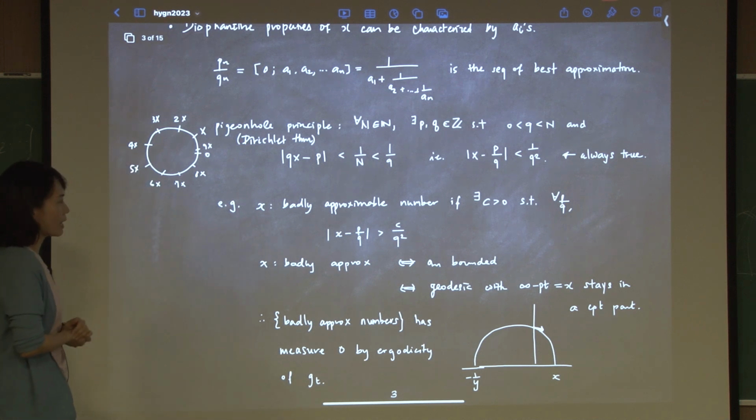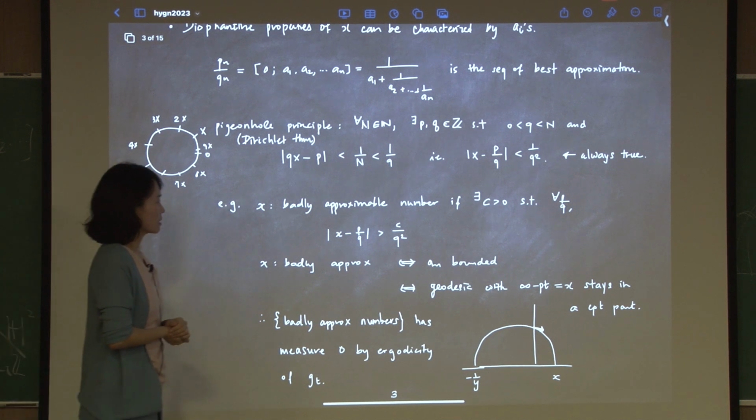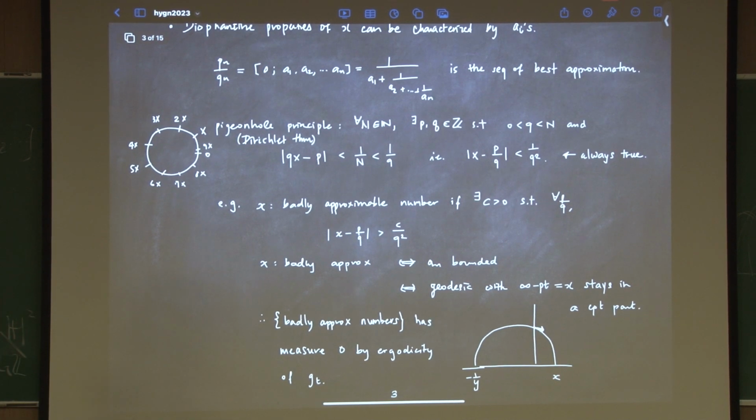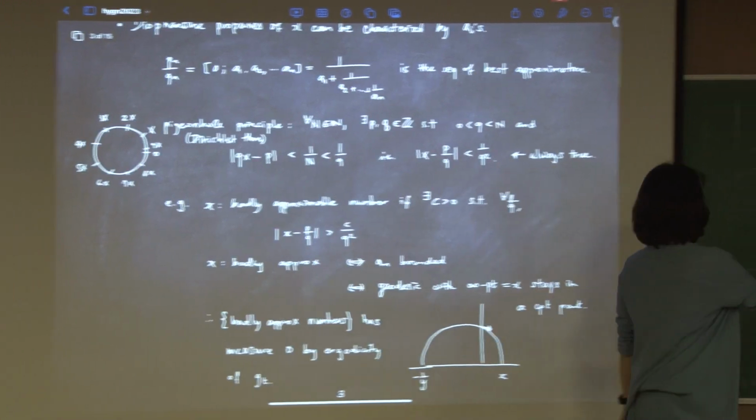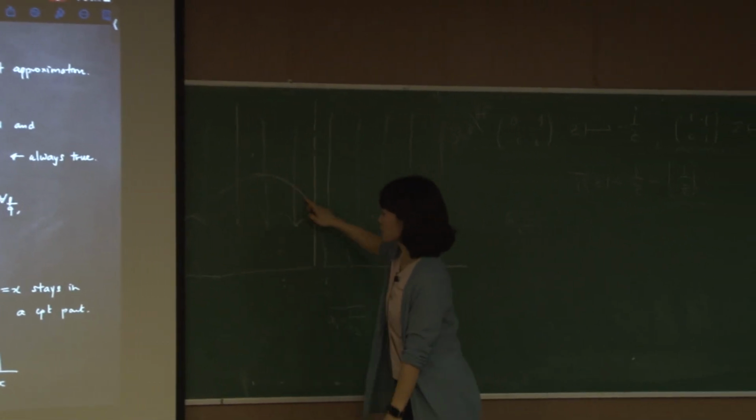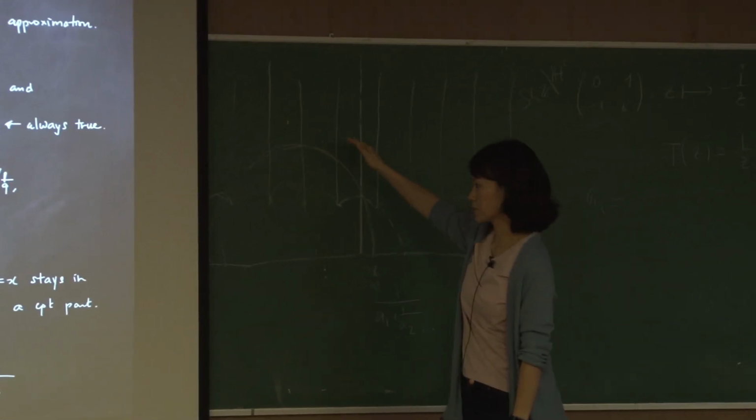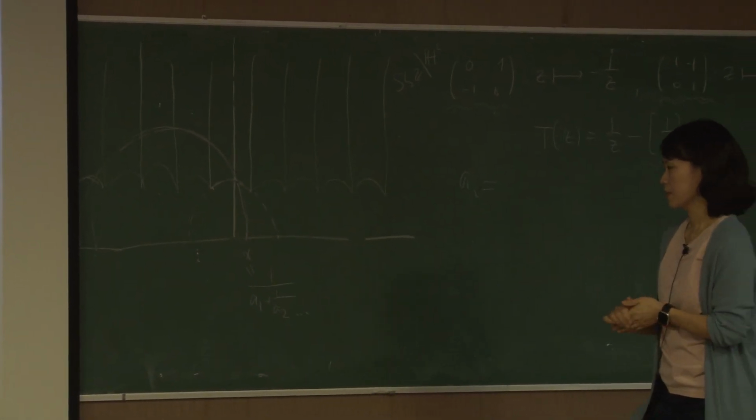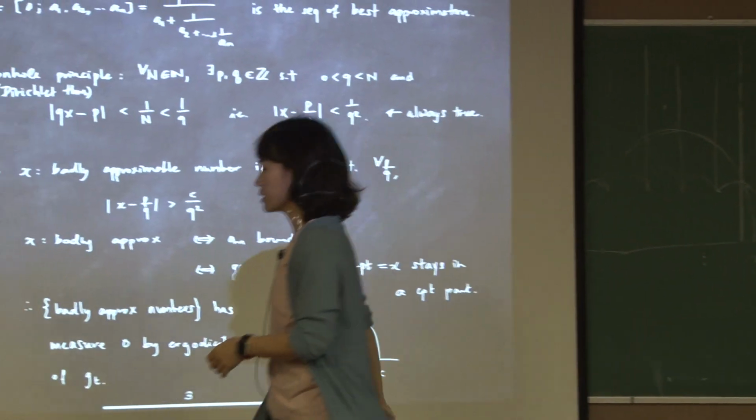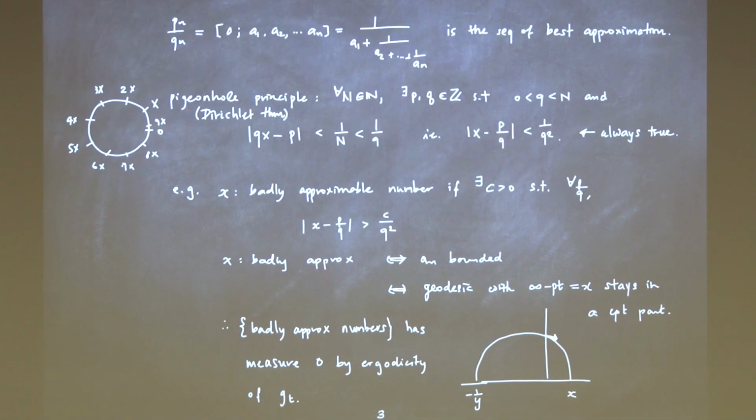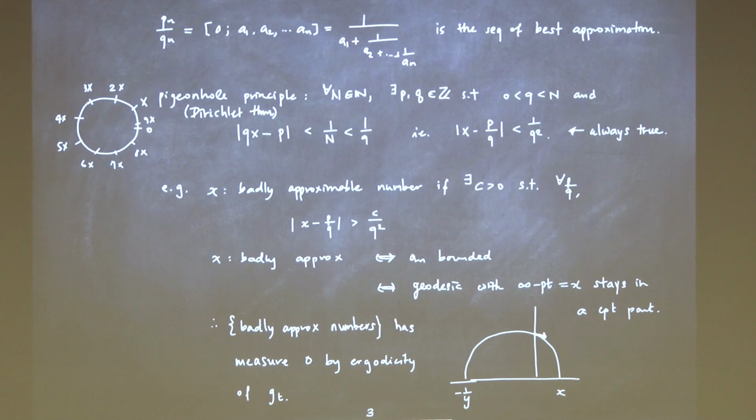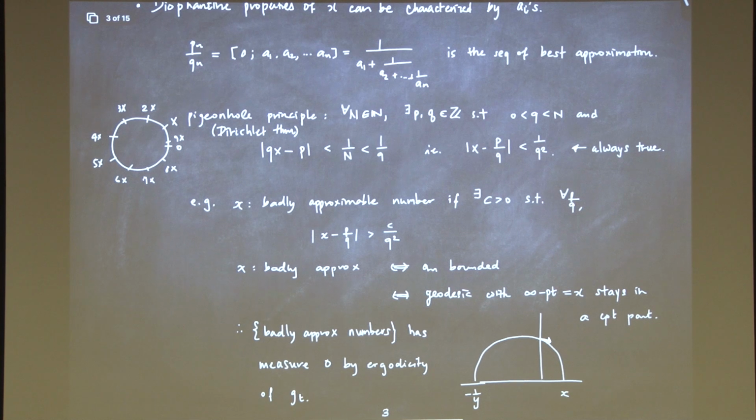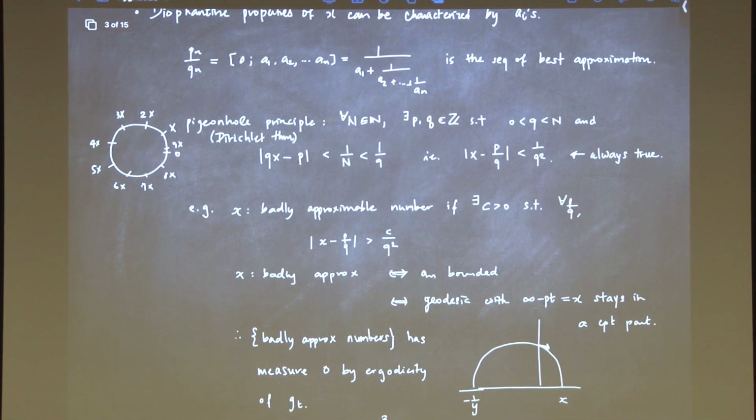And badly approximable corresponds to a_n being bounded. So it is, in turn, if and only if the geodesic corresponding to the forward endpoint being x, this excursion does not go deep in the cusp. So it stays in some compact part. So for example, just by ergodicity, badly approximable numbers has measure 0 by the ergodicity of the geodesic flow because it has to cover the whole modular surface.